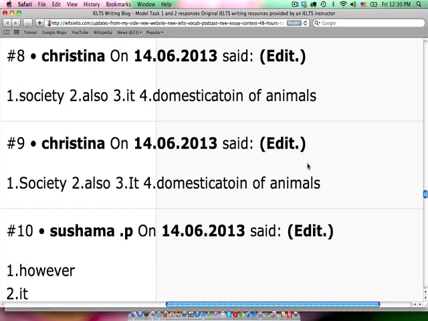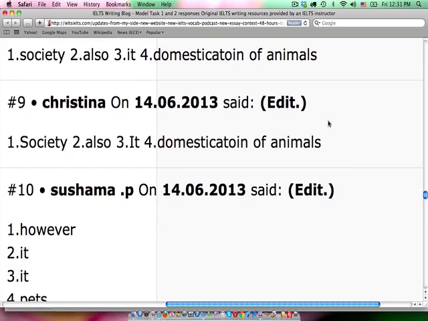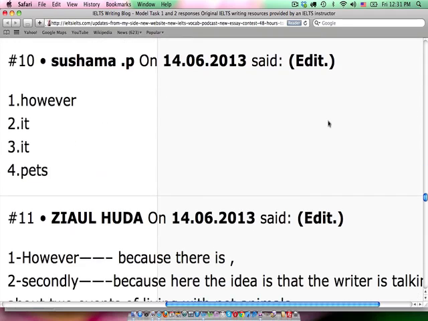Number 4, "domestication of animals." So, "the positive nature of domestication," no. You could say "the positive nature of domesticating animals," I suppose, but not the way it's written here, sorry. So "domesticating animals" would work, but not "domestication of animals." Okay, thanks, Christina.